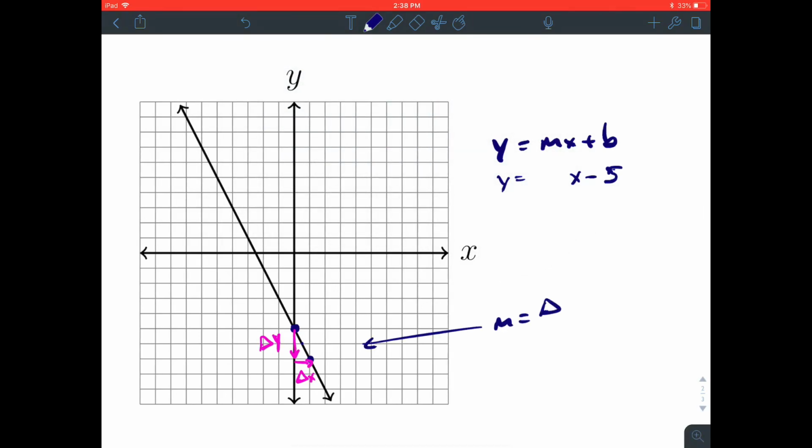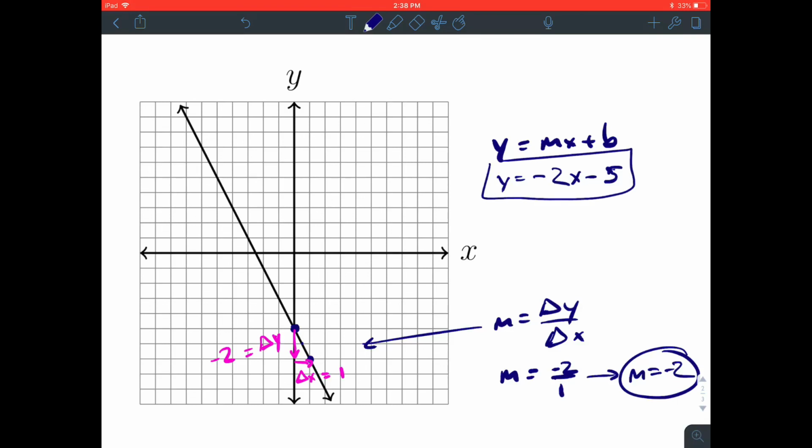So our slope is delta y over delta x. Here our slope is down 2 over 1. So our slope is m equals negative 2 over 1, which can be simplified to just negative 2. So the equation of our line is this.